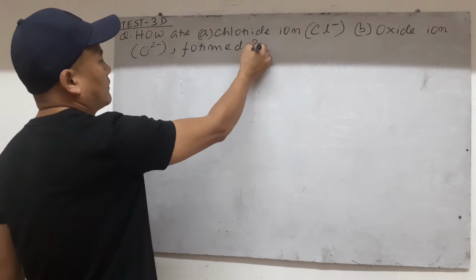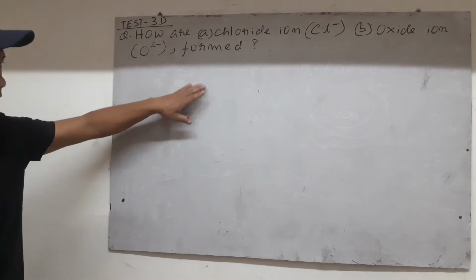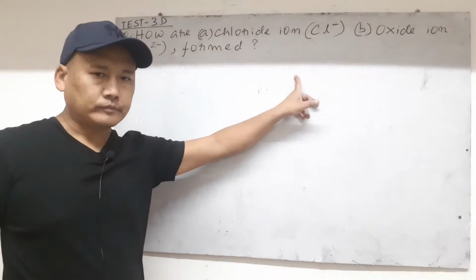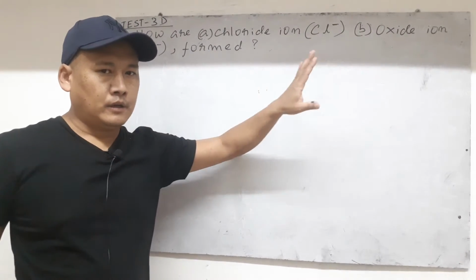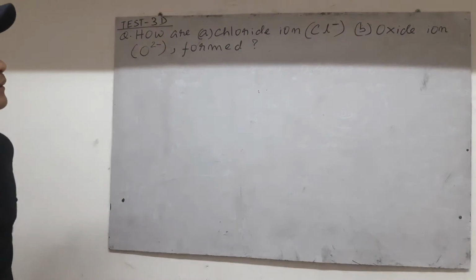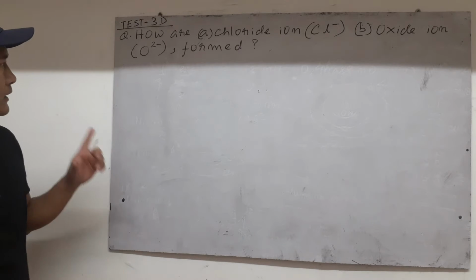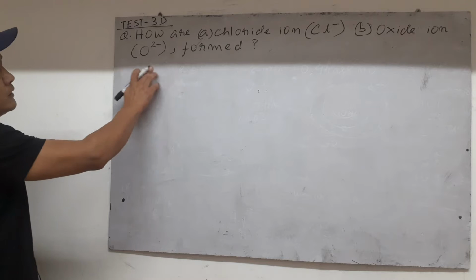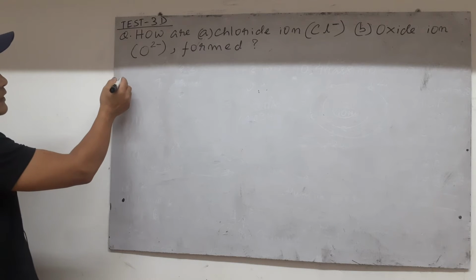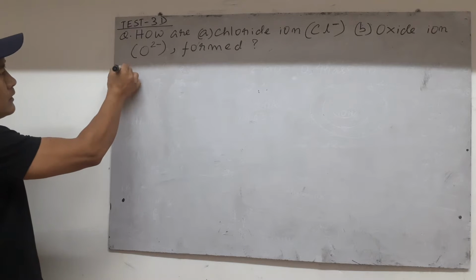So last class we discussed how some positive ions are formed, like sodium ion, magnesium ion, and aluminum ion. Today we're going to see how these two negative ions are formed. So let us start with the first one. Before that, you keep this in mind.